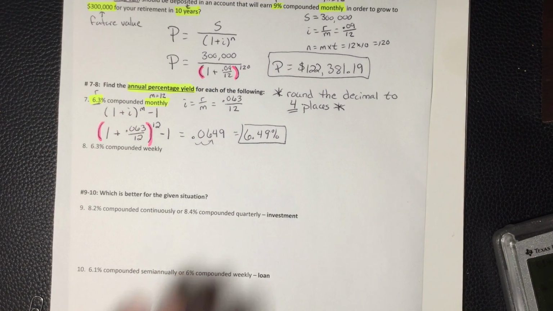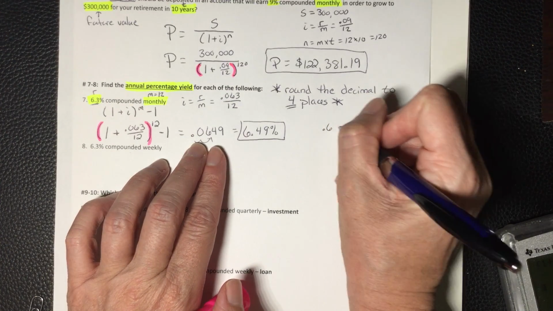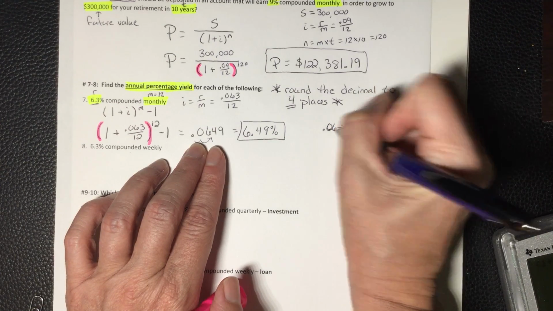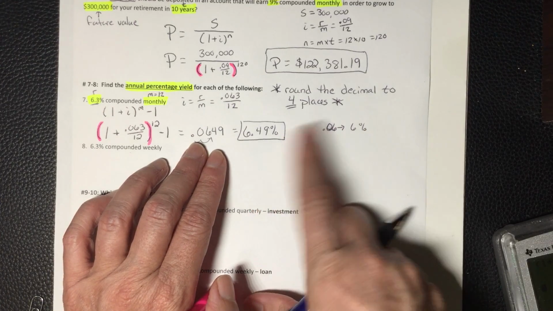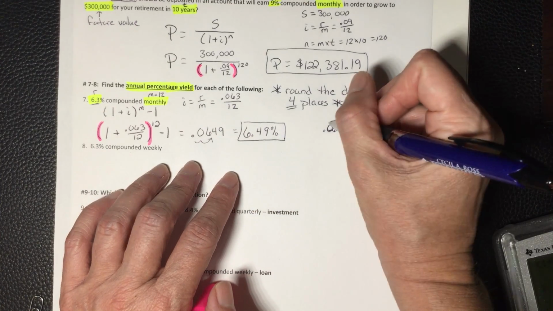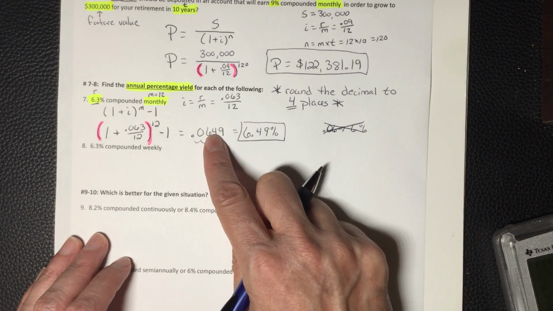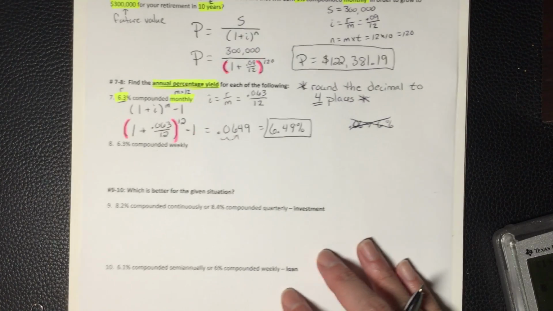Now you have to be really careful, because if you rounded this to 2 decimal places and then moved it, you would get 0.06, which is 6%. And there's a big difference between 6% and 6.49%. So make sure you keep at least 4 decimal places. That way, when you move it, your percentage is rounded to at least 2 decimal places.